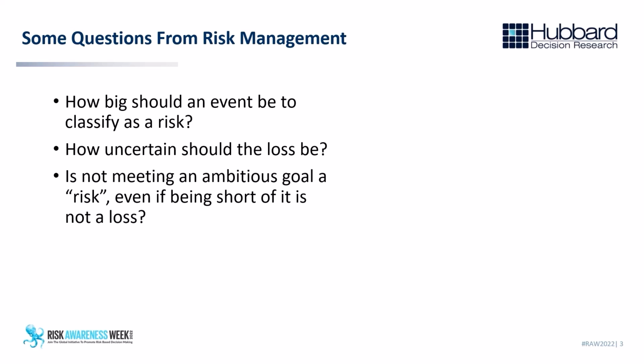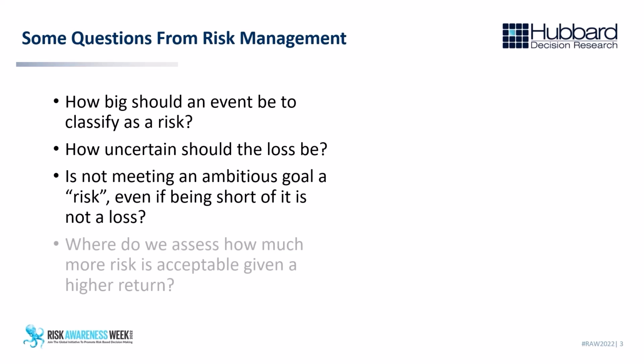Here's another question that's come up during workshops like this. I've heard someone propose that not meeting some goal in sales is a risk. Sometimes it's a very ambitious goal. So if you just make the goal more ambitious, does that make the risk higher? There's not even a loss involved in that case. If you fall short of an ambitious goal in sales, you still made a lot of money. Is that still a risk? And finally, where do we assess how much more risk is acceptable given a higher return? That doesn't even really come up in risk management typically.